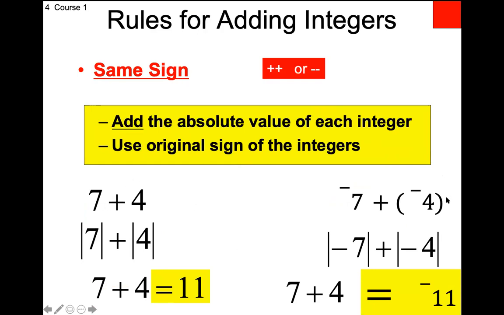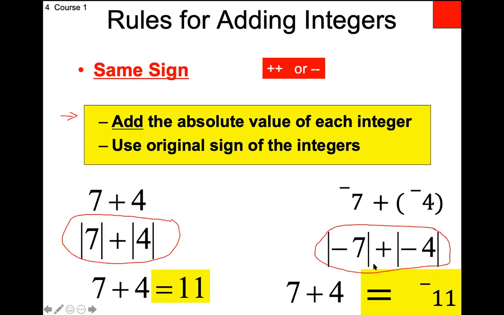That either means, look at my 2 examples here, both numbers are positive, the one on the left, or both numbers are negative. So here's what the rule says. The rule says if there were steps, step number 1 says to add the absolute value of each integer. Now here's where I don't want you to panic. Do you see what I'm circling? Do you see the absolute value symbols?